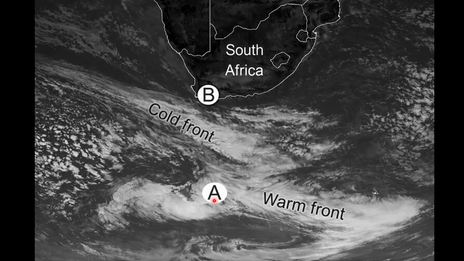Now let's look at point B. Point B is located over the southern part of South Africa. This is an area being affected by the approaching cold front. Weather conditions at B include increasing cloud cover, strong winds and heavy rainfall, and colder temperatures after the front passes. This explains why the Western Cape receives winter rainfall.